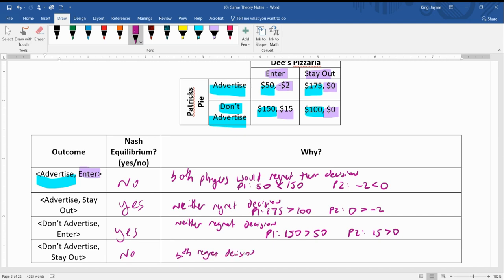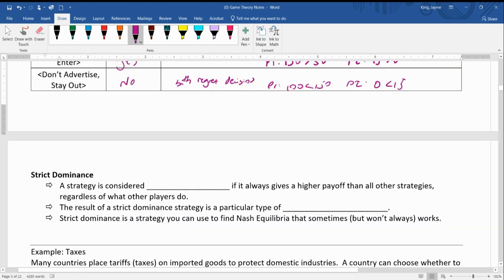And specifically, it's because player one would be making $100, which is less than the $150 they could have been making. And player two would be making $0, which is less than the $150 they could have been making. Sorry about that third one there. I messed that up a little bit. All right, so that's just looking at each cell at a time.